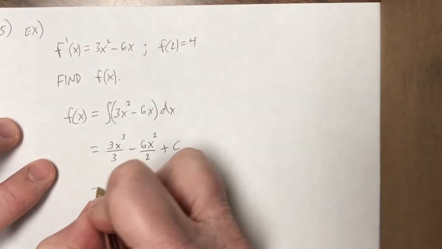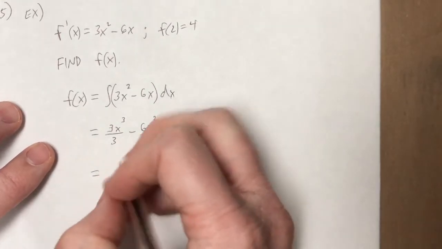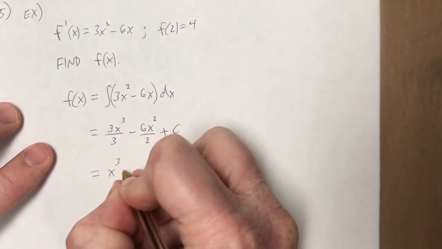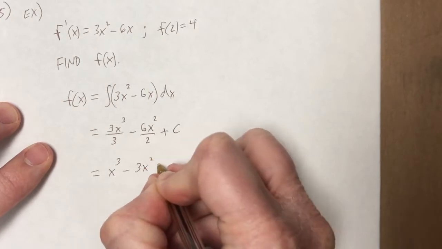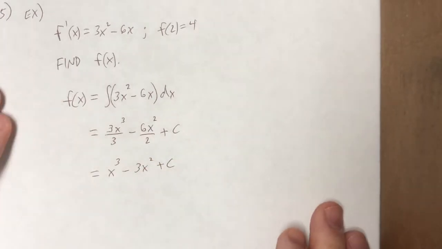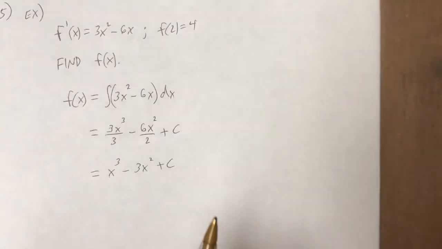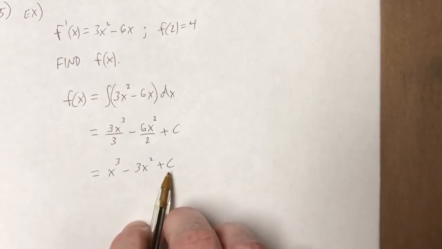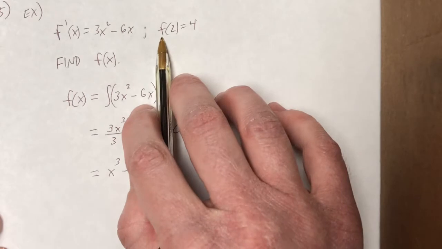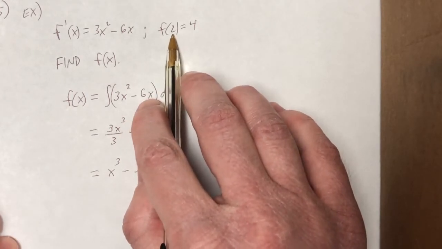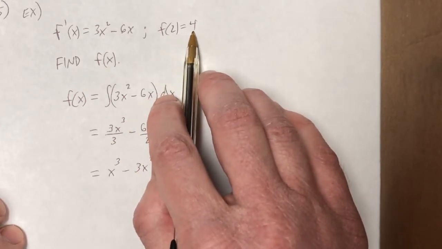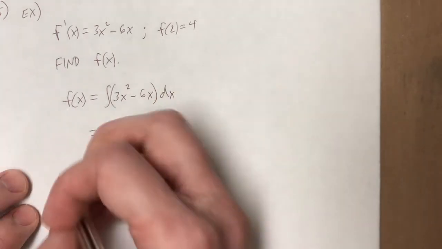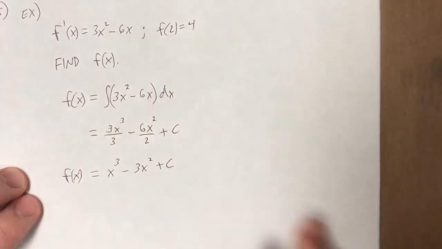So let's go ahead and simplify this. That's going to be x cubed minus 3x squared plus c. But here's the deal. We know something more, just not this indefinite value. We know that the value of the function f at 2, when x is 2, gives us a result of 4. So here we go.